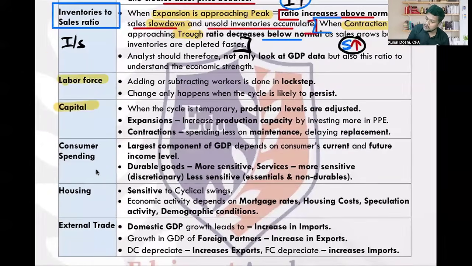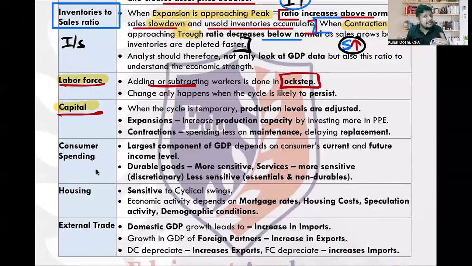Labor force and capital. These are two factors of production, everyone. Labor force. Do you think companies hire and fire immediately? No, it's the most difficult job. So adding or removing labor happens in lockstep. It doesn't happen immediately. You take the extreme step only if you think the economy is going to persist in the same phase for a longer period. If you think the economy is going to expand for a longer period, only then you hire more people. Otherwise, you try to make them do overtime or you hire temporary workers. Similarly, if the economy is going to be in a prolonged recession, only then you take the extreme step of firing people.